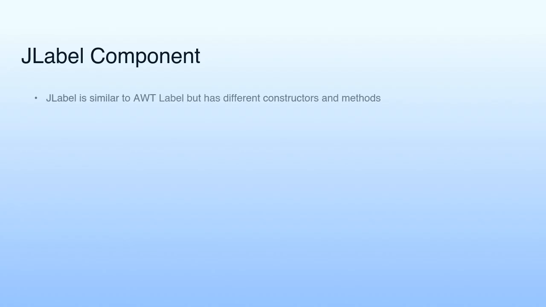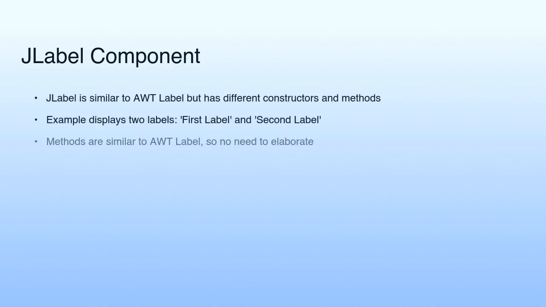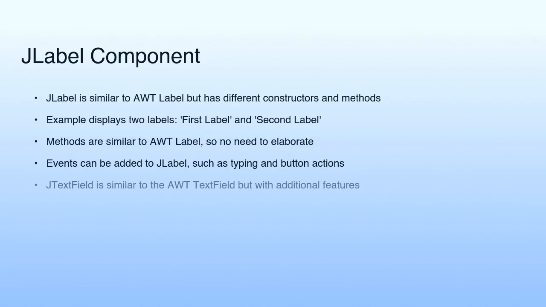Label is similar to AWT label, but has different constructors and methods. The example displays two labels, first label and second label. Methods are similar to AWT label, so there is no need to elaborate. Events can be added to JLabel, such as typing and button actions.